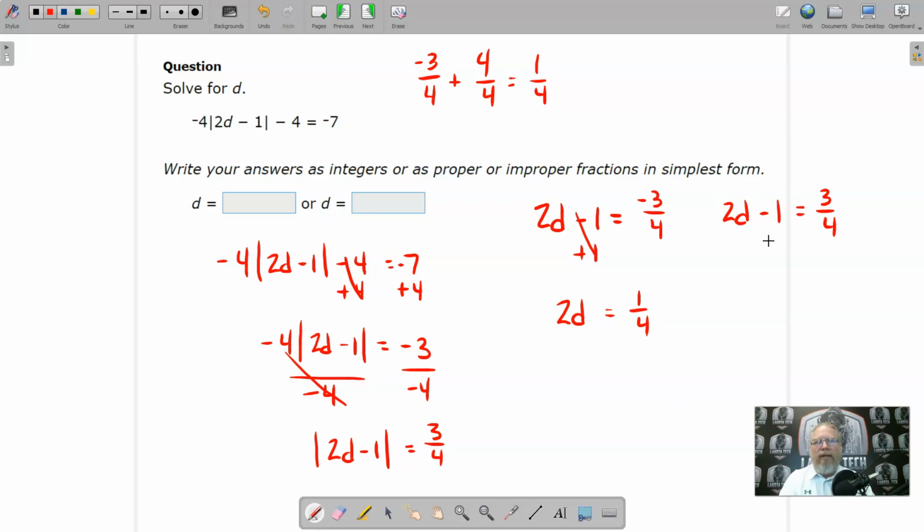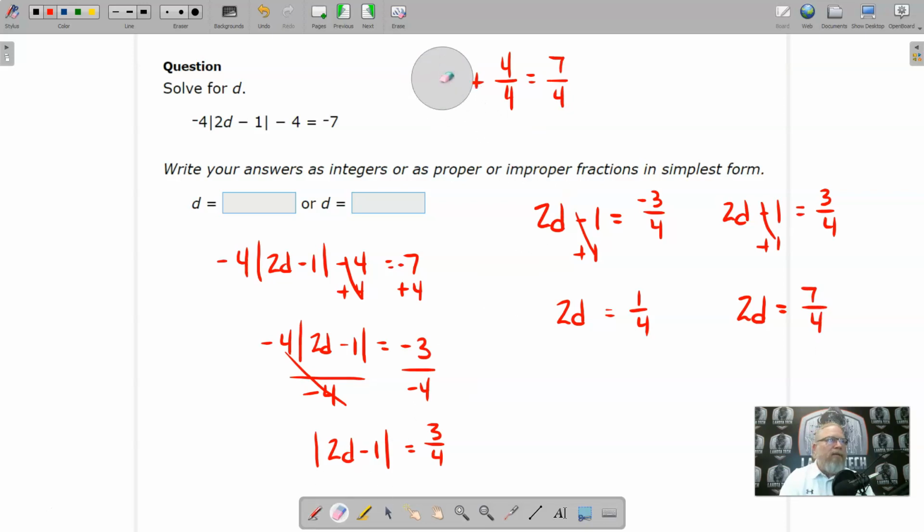Now, let's go ahead and do the next one. I'm going to add 1 to this as well, and that's going to cancel each other. It's going to leave me with 2d equals 3/4 plus 1. But instead of 1, I'm going to write 4/4. Same value, right? 3 plus 4 is 7, and we're dealing with fourths, so 7/4.